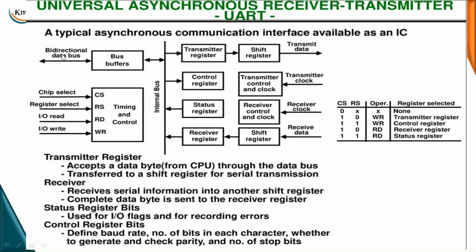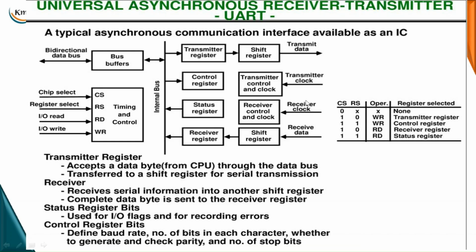Say, for example, the transmitter is your CPU and the receiver is a monitor. Whatever data is transmitted by the CPU has to be displayed on the monitor. In that case, the CPU will place the data on the bidirectional data bus, the internal bus, so that it is first transferred into the transmitter register. The transmitter register accepts the data byte from the CPU through the data bus, and it is transferred to the shift register for serial transmission.